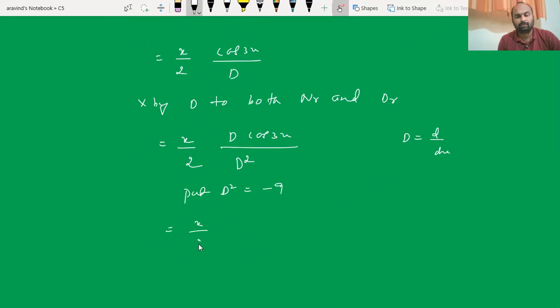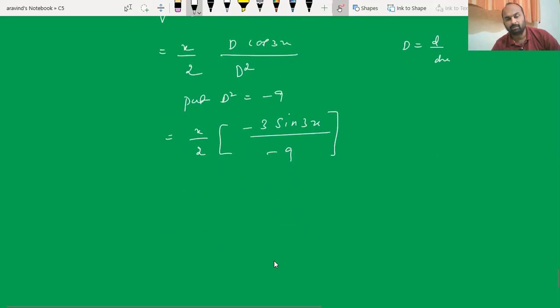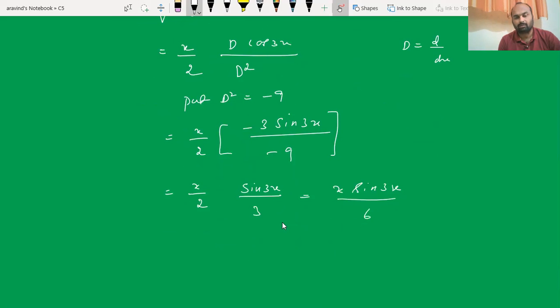So therefore, x by 2 into the derivative of cos 3x, minus 3 sin 3x, divided by D square, which will be minus 9. So now minus 3 and this 3 get cancelled. So what you will get is x by 2 into sin 3x by 3, so that it becomes x into sin 3x by 6. So this is P1.